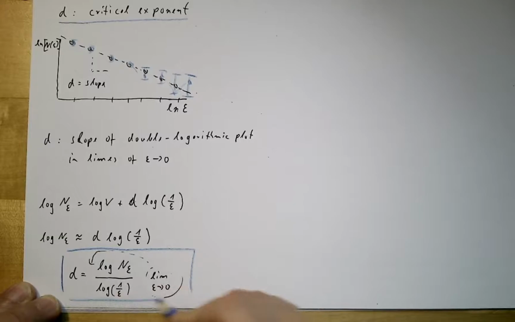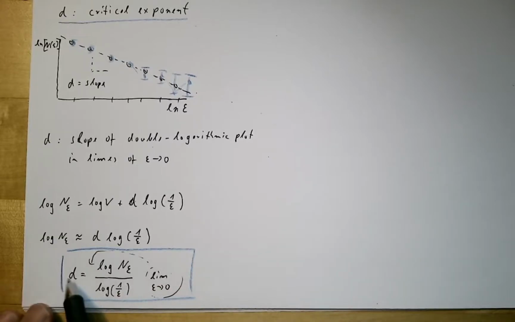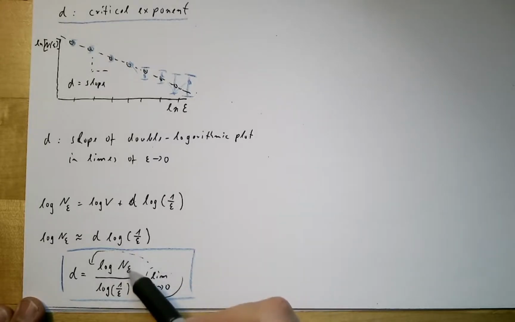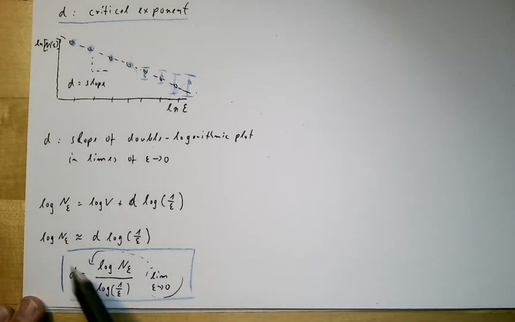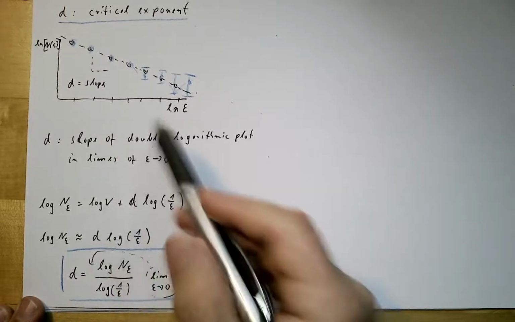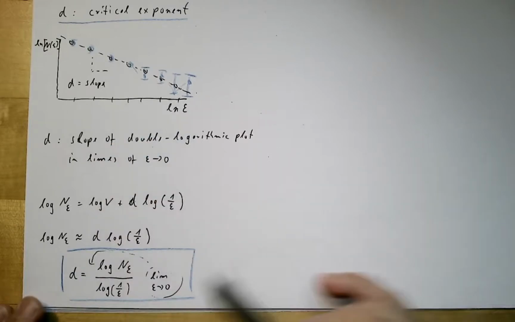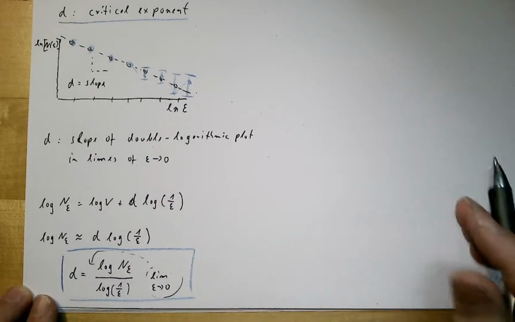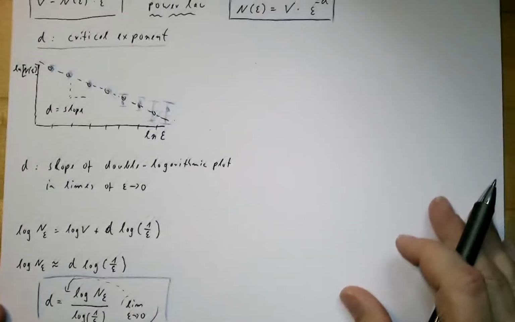Yeah. So we can also get the dimension if we take the limit epsilon goes to 0 of this fraction, the logarithm of the number of objects divided by the logarithm of 1 over epsilon. And because this log v term gets more and more unimportant the smaller we get here. So that's a formula we will maybe need later to calculate the dimension of an object.